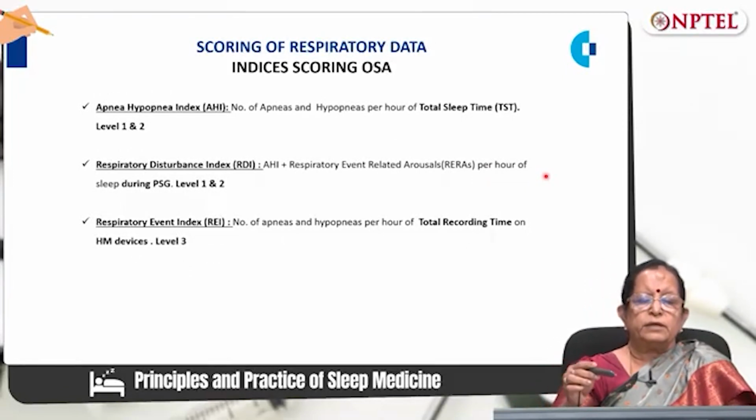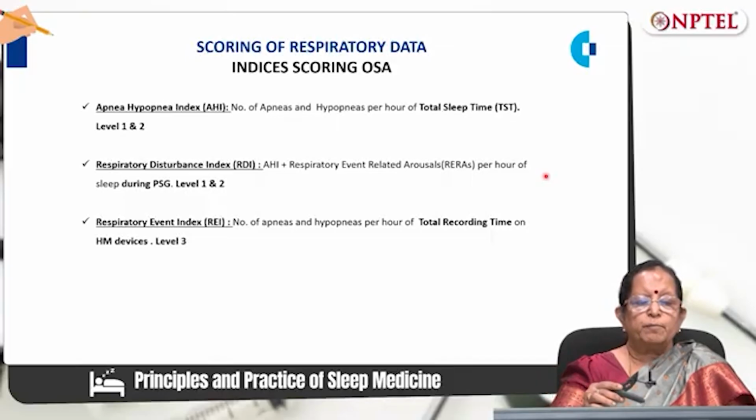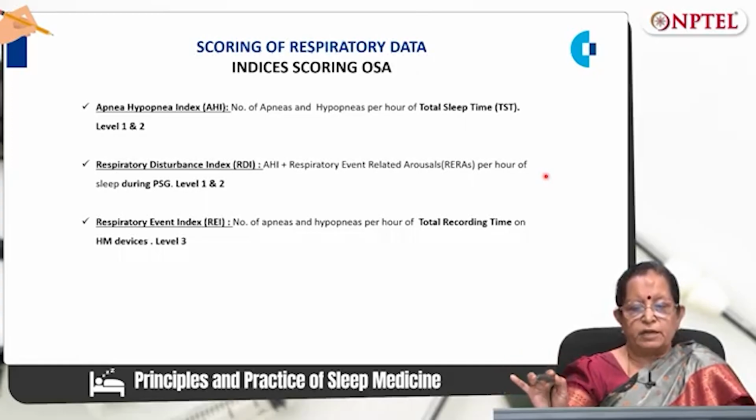Okay. So, indices for scoring OSA: apnea hypopnea index. What is apnea hypopnea index? You are scoring the apneas, you are scoring the hypopneas. It is the total number of apneas and hypopneas per hour of sleep time. It is not recording time, it is total sleep time. This will be recorded in level 1 and 2. This is called apnea hypopnea index or AHI.